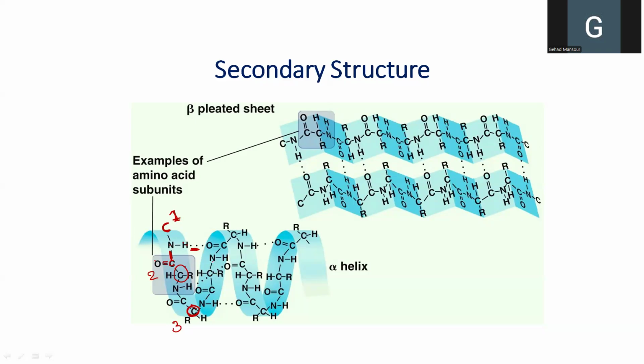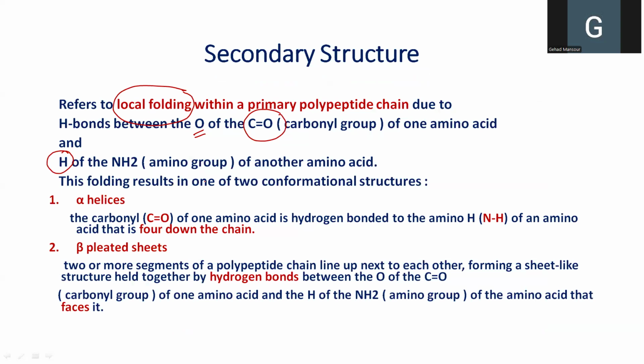And then this is the fourth central atom. Let's count again because the diagram is very confusing. So we are supposed to have this bond between the oxygen of the carbonyl group, as we said, of one amino acid and the hydrogen of the amino group. And in order to have the alpha helix we were talking about, it has to be 4 down the chain. It has to be the 4th down the chain.